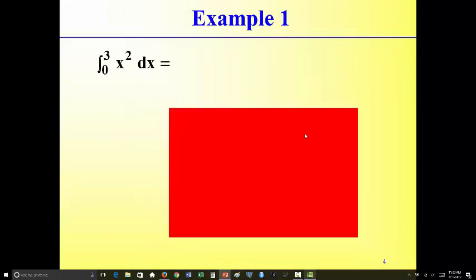All right, so let's do example 1. Suppose I want to integrate from 0 to 3 x squared dx, right? This red box here, what I'm going to put in here is the graph so we can see exactly what we get.